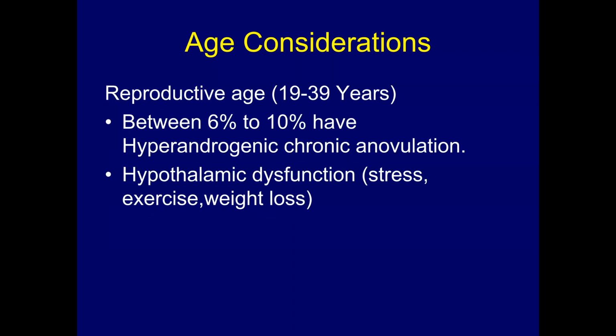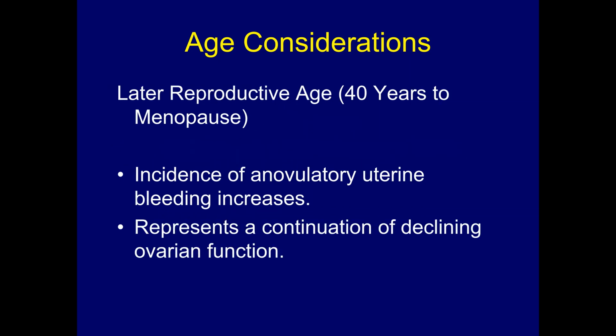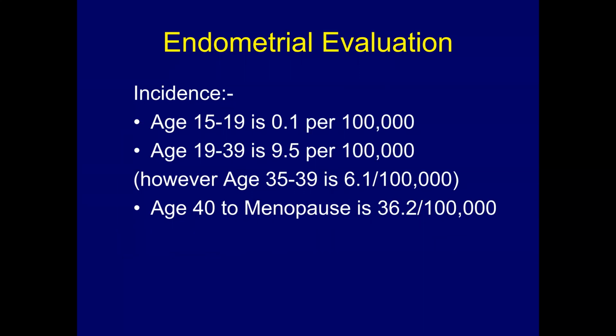Now, the reproductive age women, around 39 years old, usually have PCOS. And function, stress, exercise, weight loss, which led to this. Now, the late reproductive age, above 40 till menopause, usually have a lot of anovulatory cycles, and we would like to be sure that we're not dealing with cancer, okay? And that's where you can see the risk of endometrial cancer and need for endometrial evaluation.